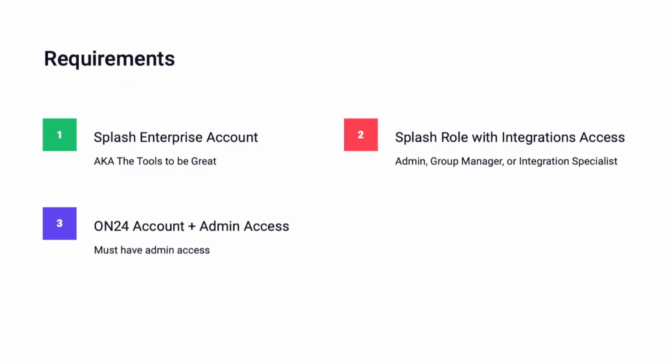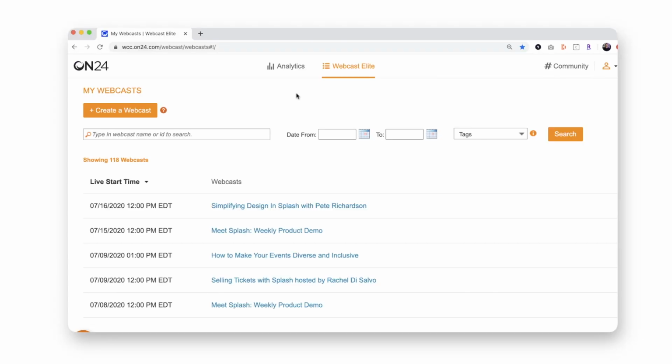Before we dive in, it's important to note the requirements. To set this up for your team, you need a Splash Enterprise account and access to the Integrations Manager. On the ON24 side, you'll need an Elite Admin account and to create a webinar that you'd like to use as a template. Let's begin our setup in ON24.